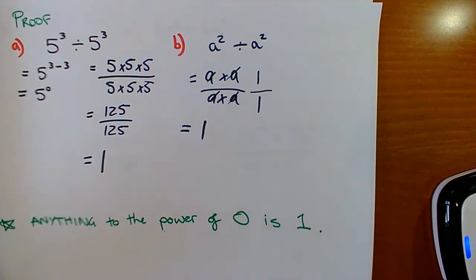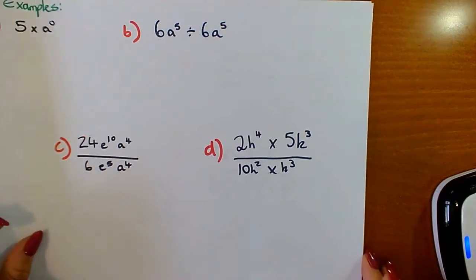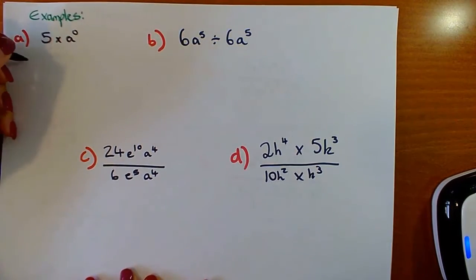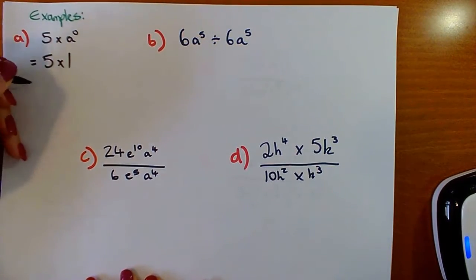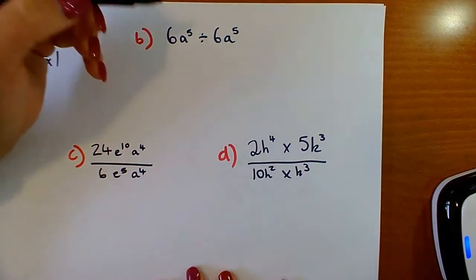It's different to multiplying by 0 because, of course, everything times 0 equals 0. This is to the power of 0. So that's your law. Okay, here are some examples of this in practice. 5 multiplied by a to the power of 0, you need to know that's 5 times 1, therefore just 5.